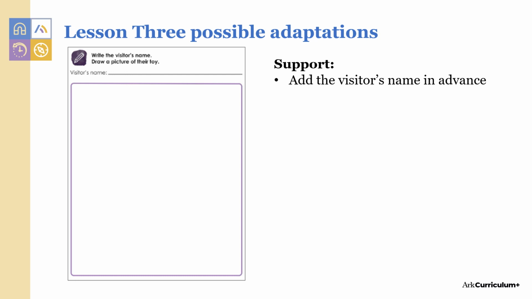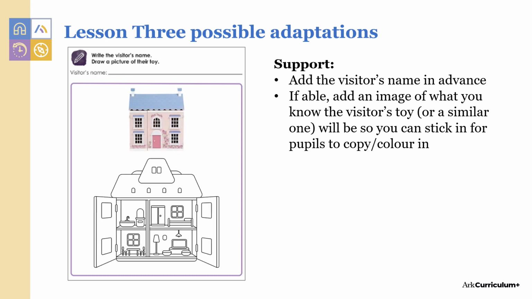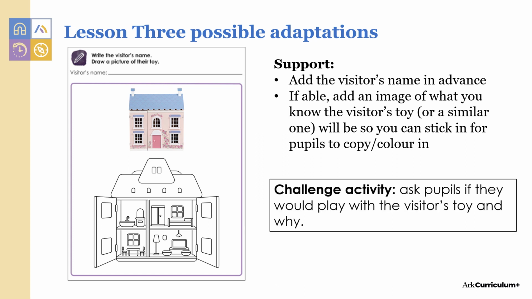Support pupils by adding the visitor's name in advance. If able, add an image of what you know the visitor's toy, or a similar one, will be, so you can stick it in for pupils to copy or to colour in. Challenge activity. Ask pupils if they would play with a visitor's toy and why.